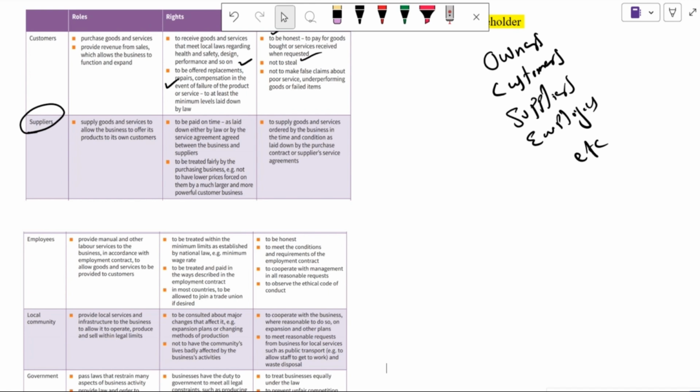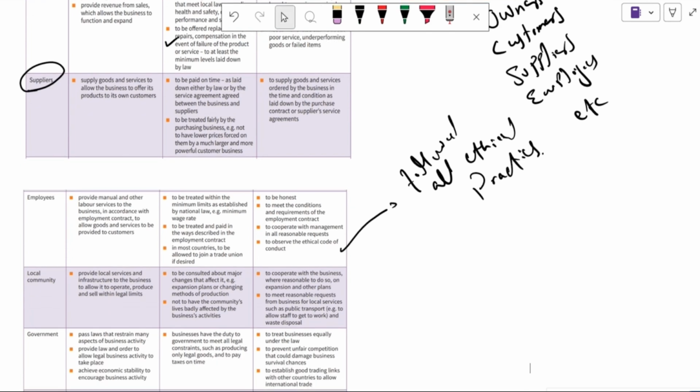Then from the employees' point of view, what are their responsibilities? Their responsibility is to be honest, do your task on time with proper honesty, and cooperate with the management in all reasonable requests to observe the ethical code of conduct. You have to follow the ethical code of conduct which is set by your organization. You just have to follow all these ethical practices.